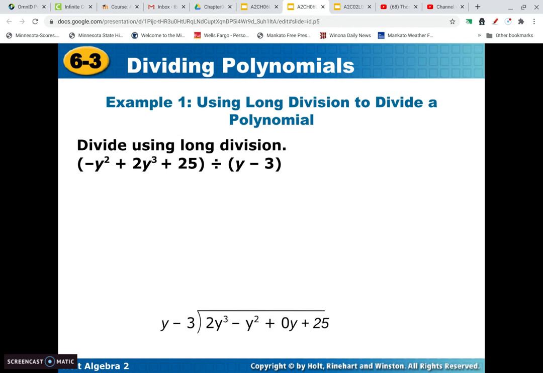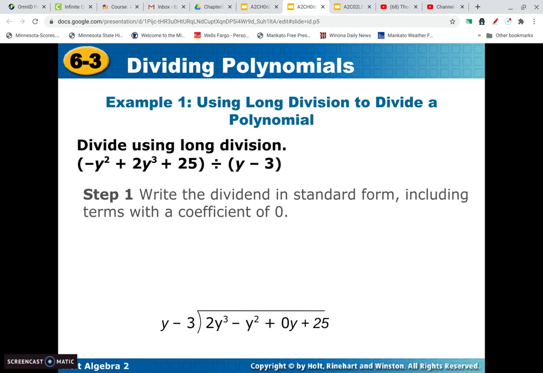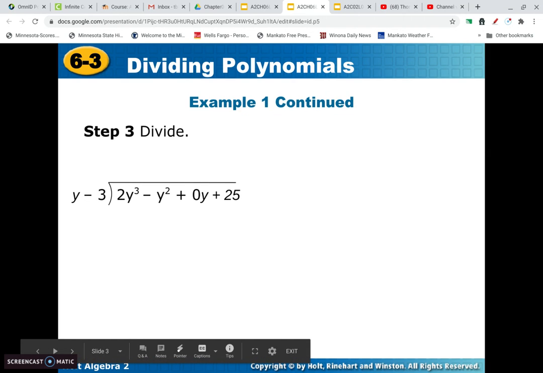All right, so if we use this for long division, what we're going to do is take this. This is going to be what's outside, y minus 3. And then make sure you put it in standard polynomial form. So rewrite it as 2y to the third minus y squared. Good idea to maybe fill in a 0y right there, just because there's no y term, and just have a place value. So we're going to write it in that way. All right, and then what we're going to do is divide.